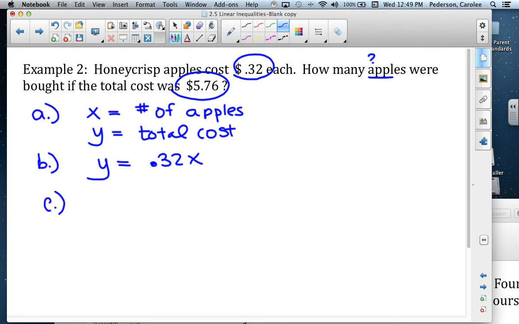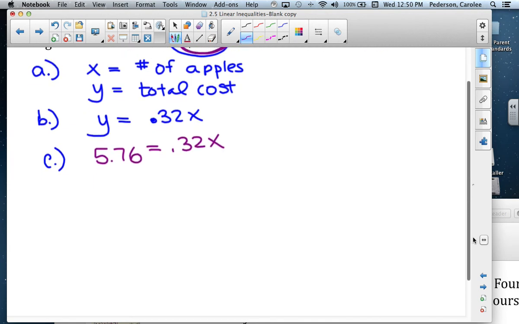Part C, we're going to substitute in. So $5.76, and our apples are unknown. So $5.76. Our apple quantity is unknown, so we're going to leave that X blank. And we're going to solve this equation for X. So to solve this equation for X, we're going to divide both sides by 0.32. So now we enter that into our calculator, 5.76 divided by 0.32, and we get X equals 18.